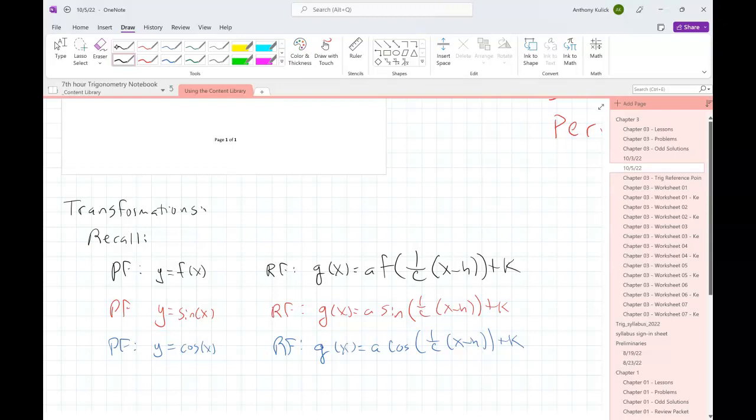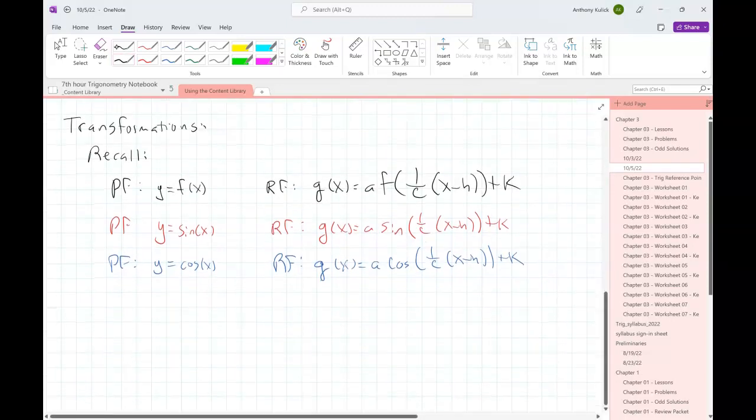So let's look at a couple of examples. Something weird is going on out there.